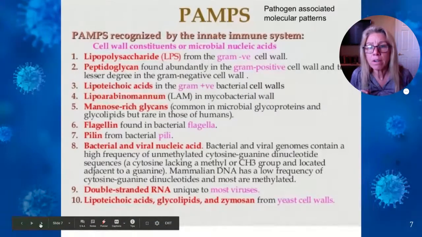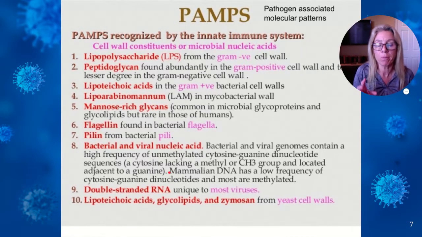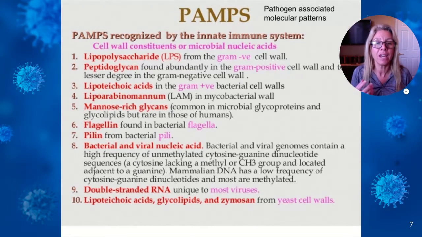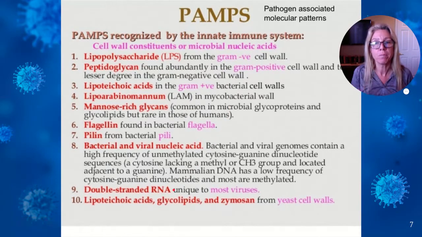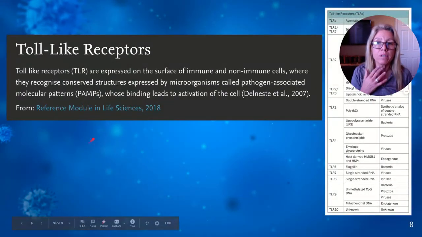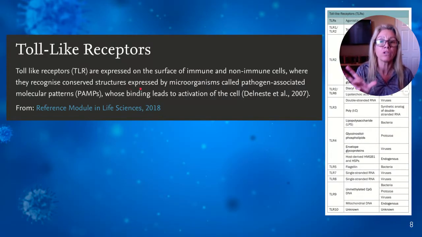So here is a whole list of PAMPs, pathogen-associated molecular patterns. You do not need to memorize these in any way. I just wanted to show you these are all things that could trigger that response, okay? Because you would have receptors for them, toll-like receptors. What are toll-like receptors? They're expressed on the surface of immune and non-immune cells. They recognize those structures expressed by those microorganisms.